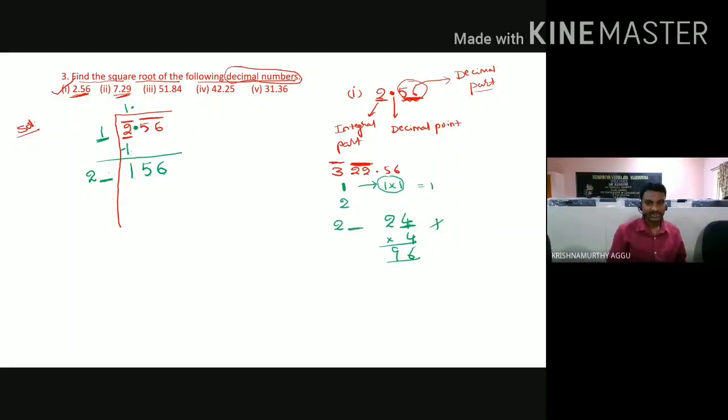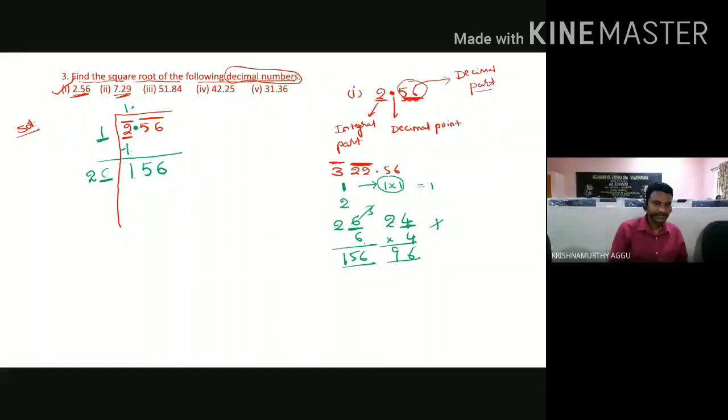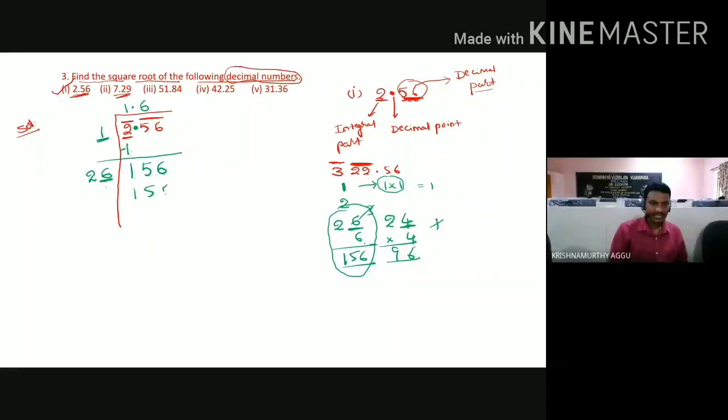After 2, which is the digit to be selected? 6. 6 sixes are 36, 6 twos are 12 plus 3 is 15. Are you getting 156? Yes. So the digit kept here is 6. You have to keep 6 here, and here also you write 6. 26 times 6 is how much? 156. The next process is subtraction. 156 minus 156 is 0.